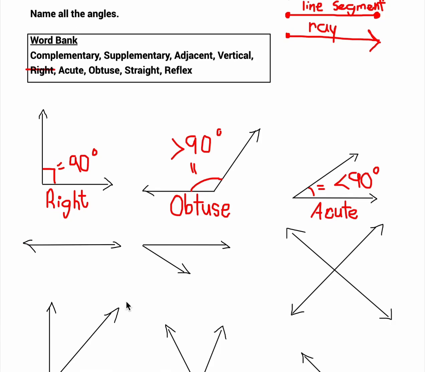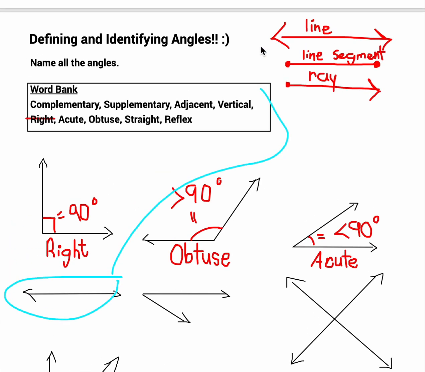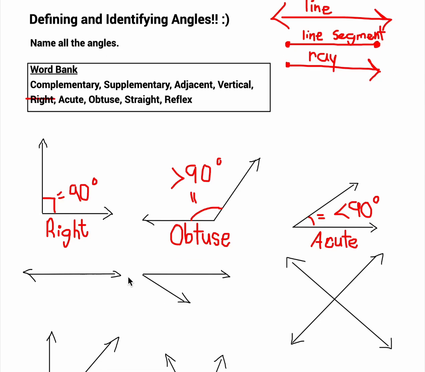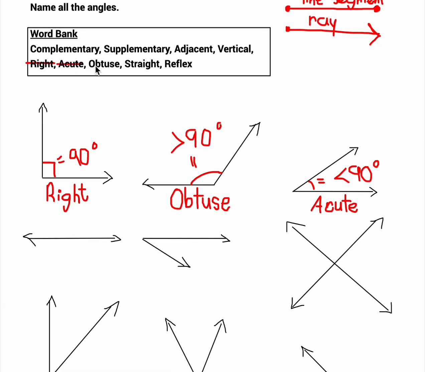So moving on to the next question. This looks just like the first line I drew. And it is a type of angle too, and it equals 180 degrees and is called a straight angle, which makes sense since lines are straight.